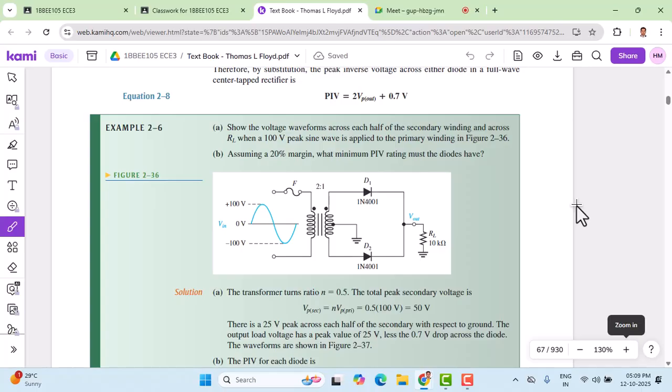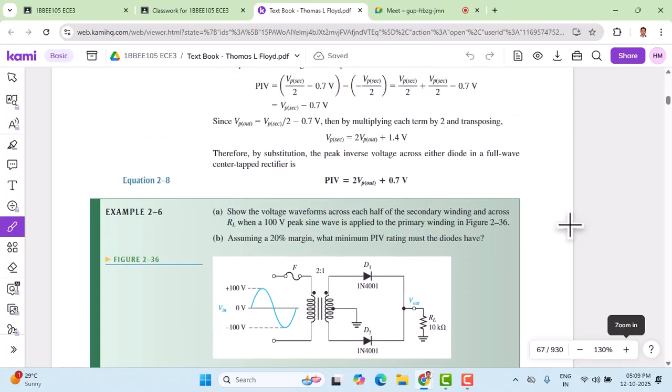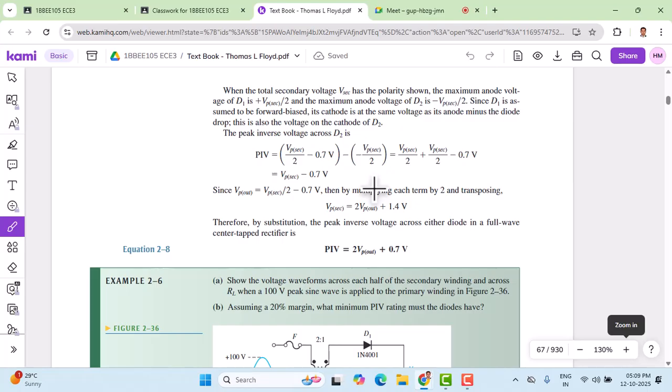In the last class, we have covered the full wave rectifier and related equations. We have shown how to obtain these formulas, especially the peak inverse voltage formula for the full wave rectifier. And here we have a final equation for the peak inverse voltage, which is equal to 2 times peak output voltage plus 0.7 volt, which is the diode drop that should be considered. So this is the formula to calculate peak inverse voltage.